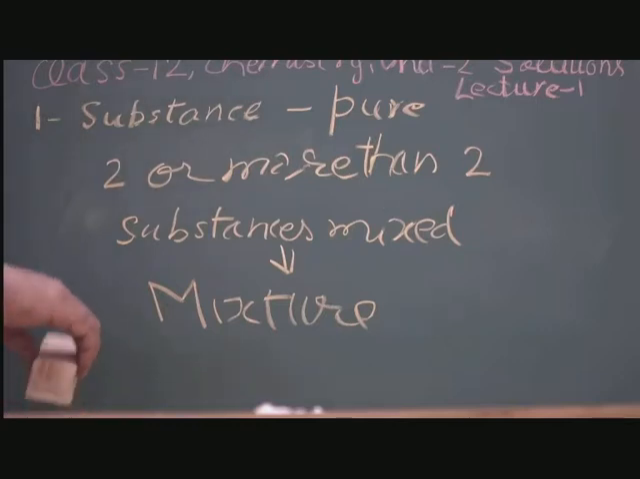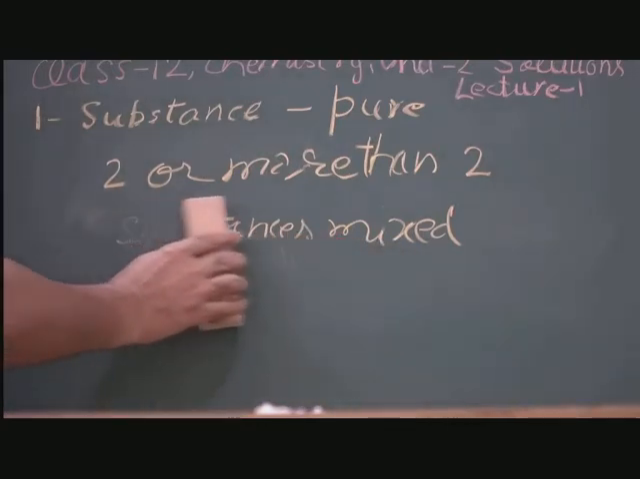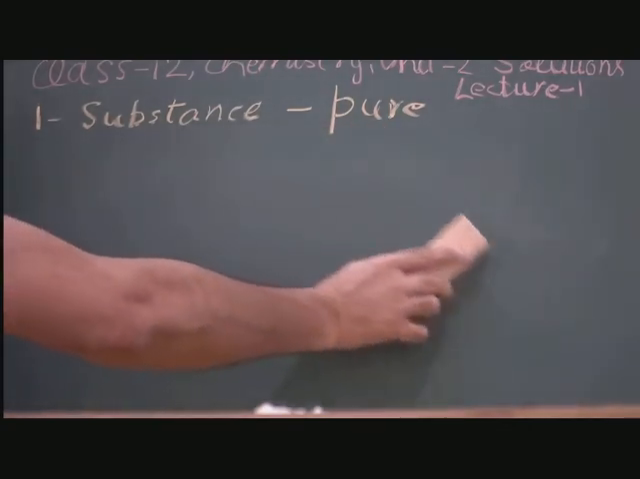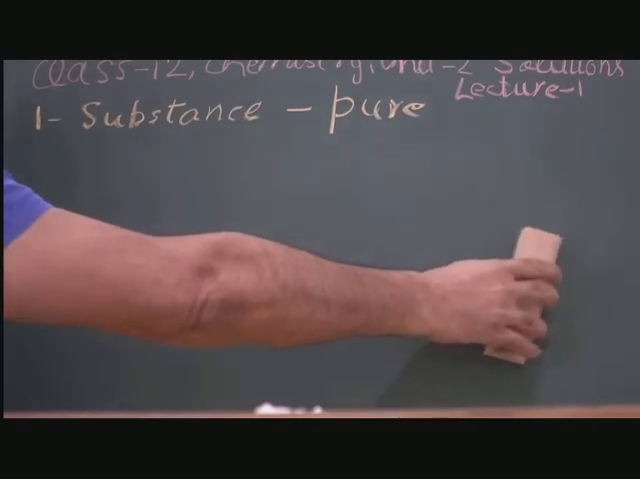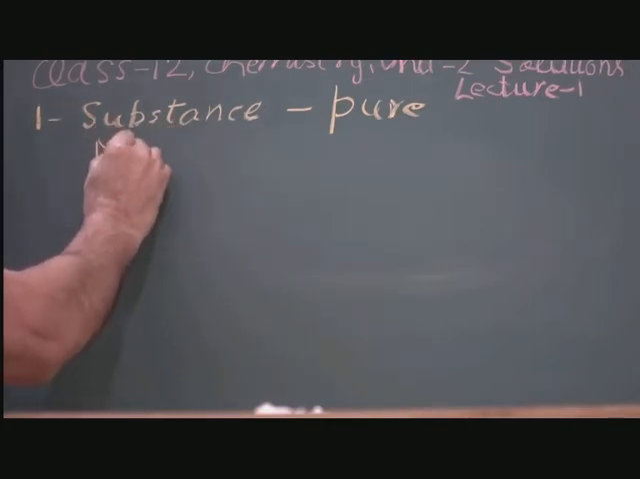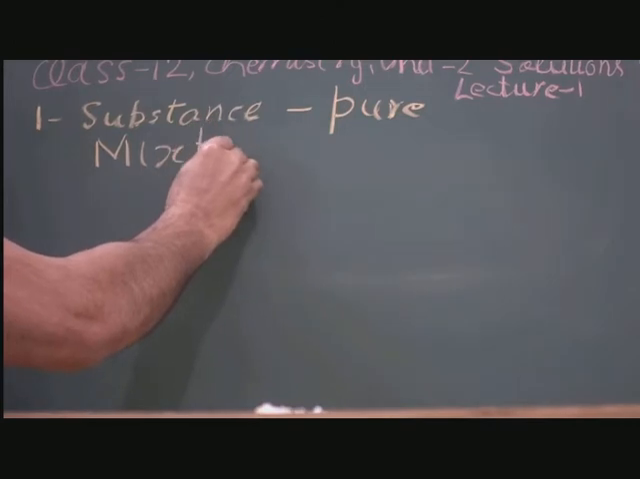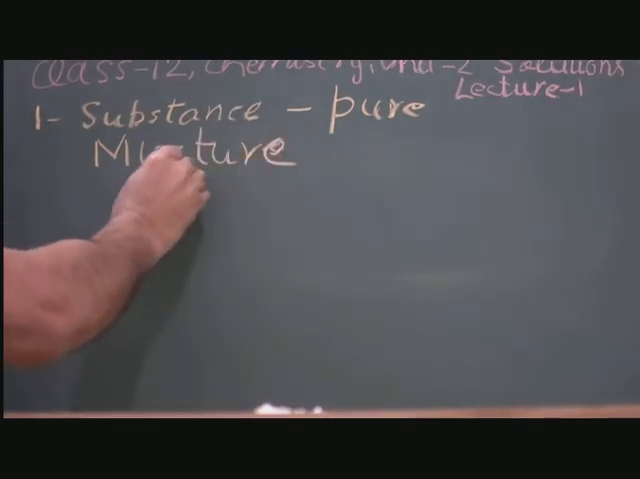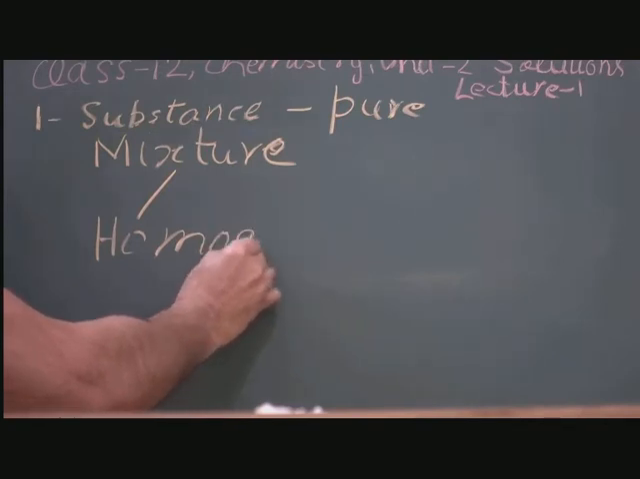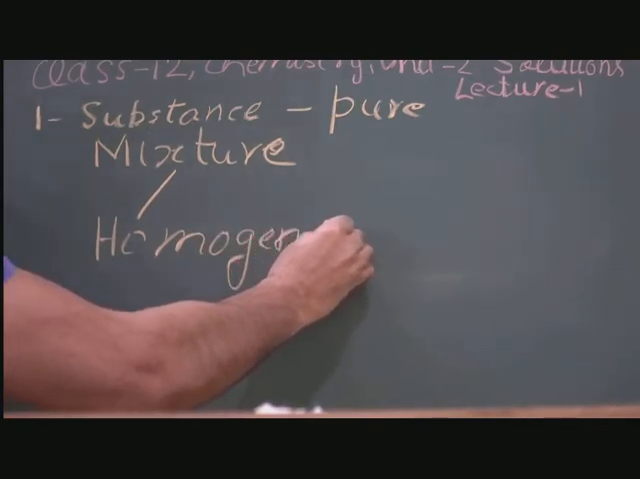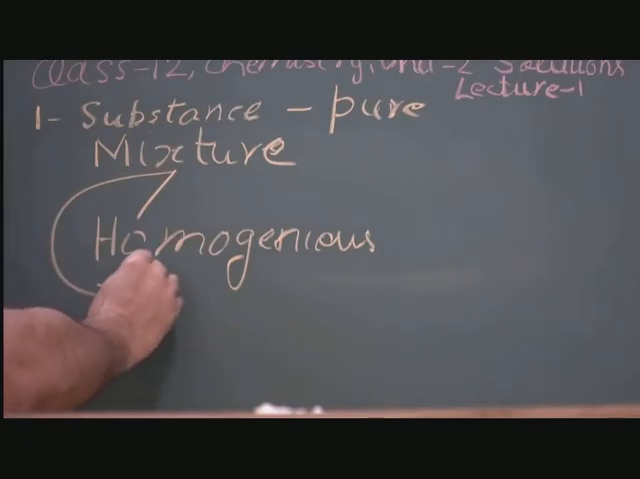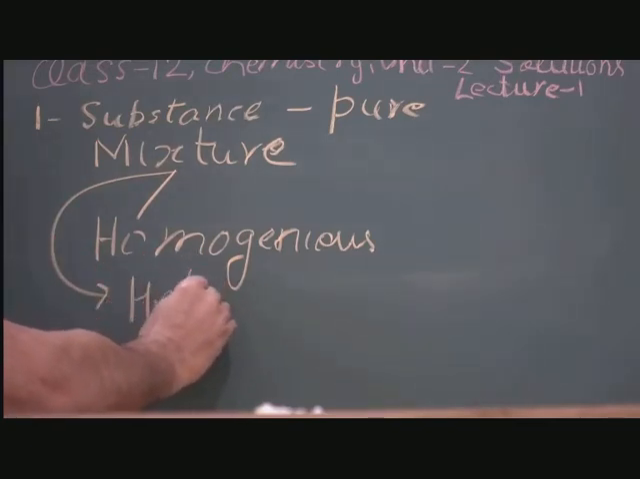Such a mixture, depending upon the uniformity of the substances present in the mixture, can be homogeneous or heterogeneous, means these can be of two types. One, a mixture can be homogeneous, or it can be heterogeneous.